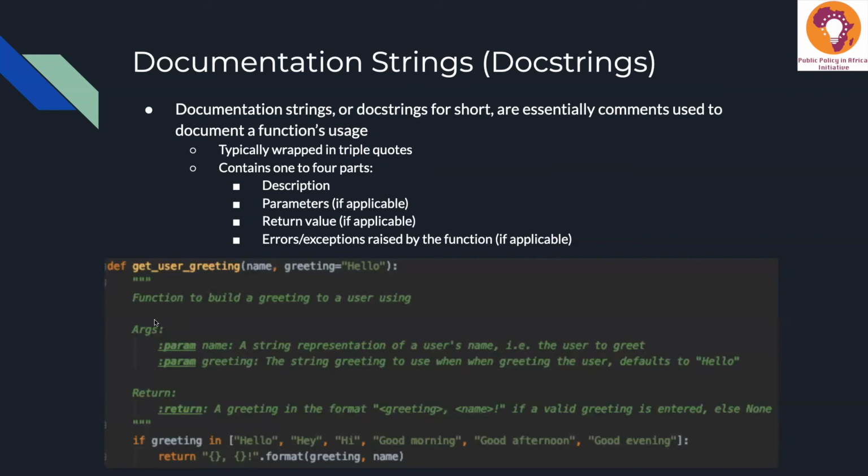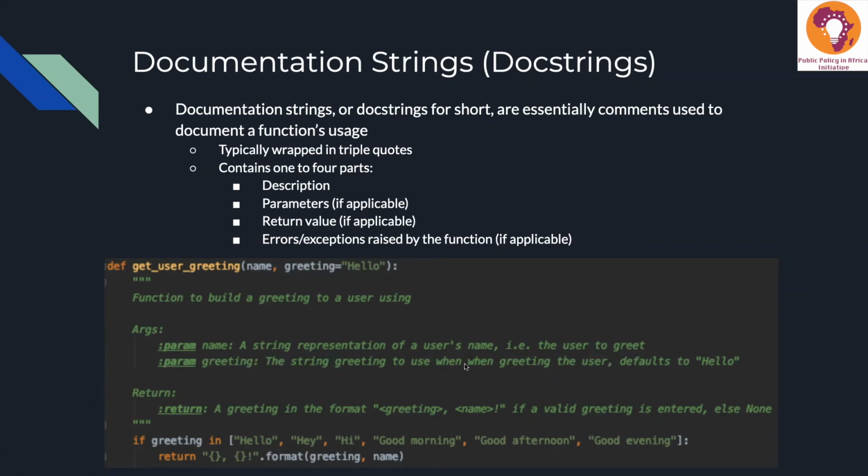But yeah, so parameters would be second. I like to say args, and then tabbed underneath that, you have the param name. And this part you should do with the colon param and then the name of your parameter. So here I'm defining the name parameter up here. So I have colon param name, and then I'm describing it. It's a string representation of a user's name, i.e. the user to greet. And then my second parameter is greeting. And I'm saying that that's a string greeting to use when greeting the user.